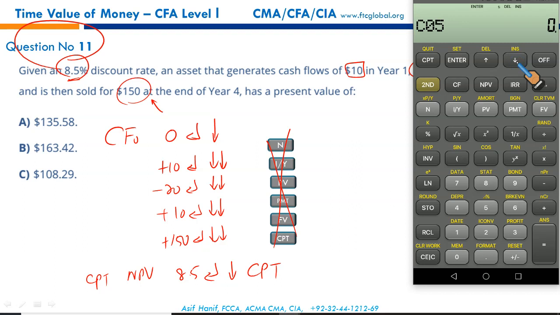We need to calculate NPV. When you press NPV, the system will ask you what's the discount rate: 8.5, enter, down arrow key, and then press compute here. 108.29 is the present value of these uneven cash flows coming at the end of year 1, outflow year 2, inflow year 3, and inflow year 4.